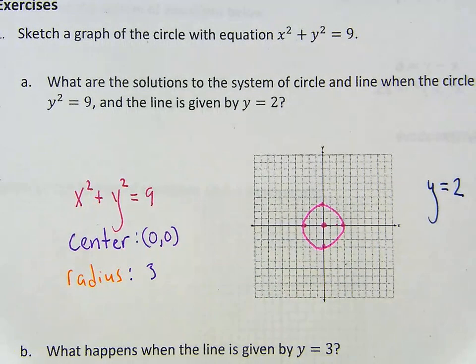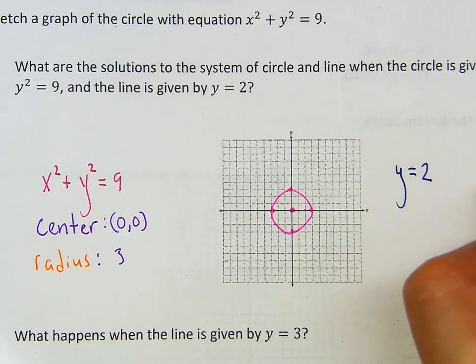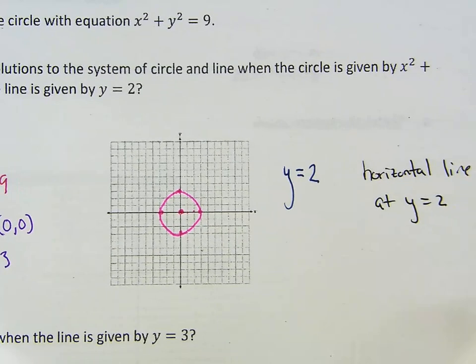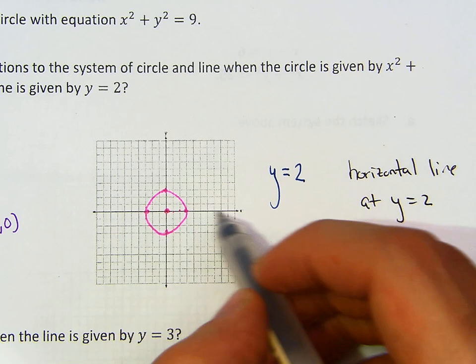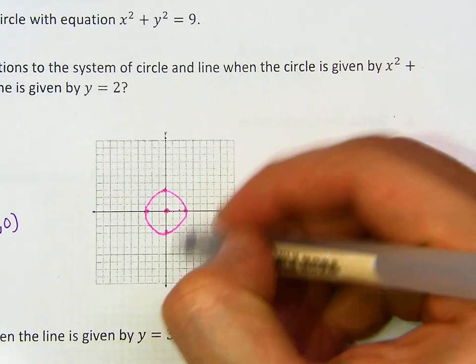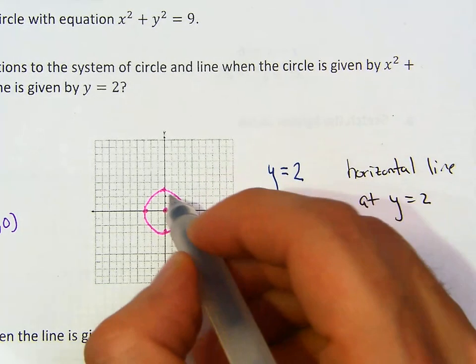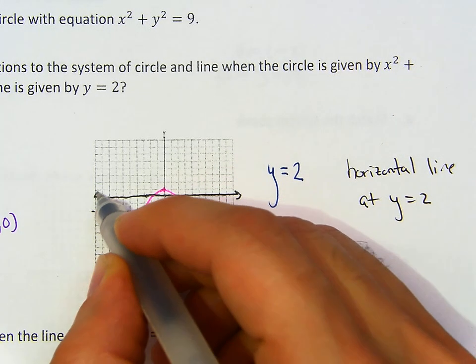Now, how do we draw the next equation? y equals 2 is just a horizontal line at y equals 2. Notice that this is the y-axis, so this is y is 0, y is 1, y is 2. So here we're just drawing a horizontal line just like this.